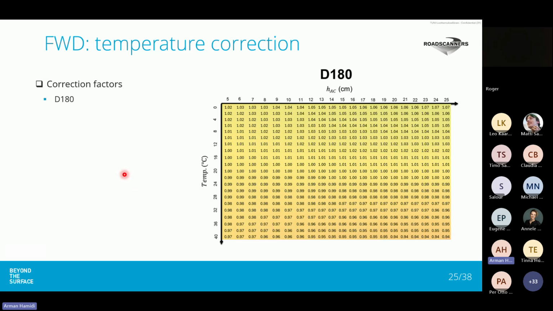So the effect of temperature is more pronounced at inner radial distances. For D0 and D20, it is more influenced, it is more significant, but when asphalt layer thickness increases, it can also be influential on outer radial distances.